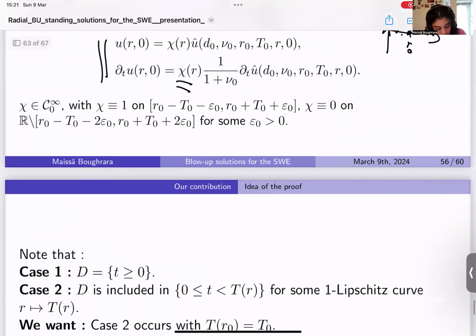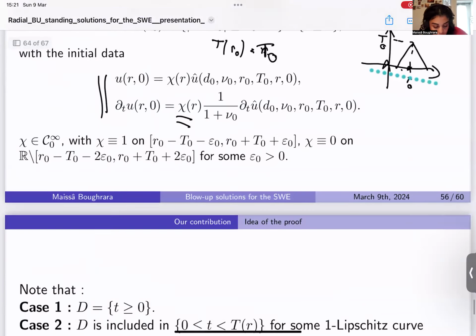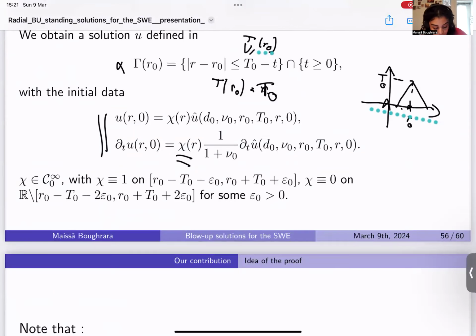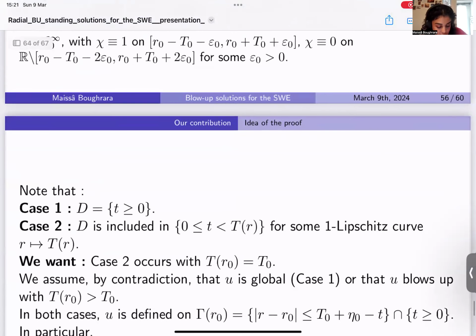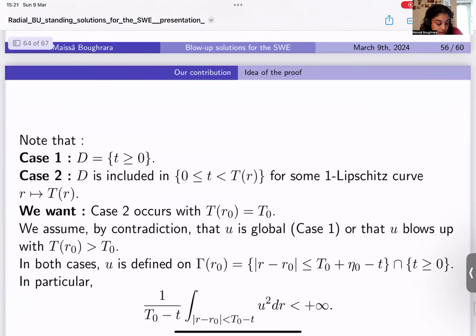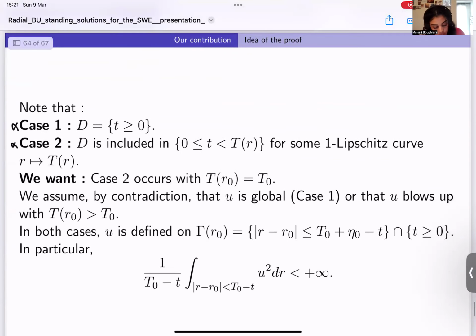Anyway, note that since our solution is defined on this light cone, either this domain of definition is going to be global, so we can extend it to infinity, and in this case it doesn't blow up, or this D is included in this domain, 0 until TR0, if we fix R, for some one-Lipschitz curve. We want the second case to occur with tr0 equal to t0.